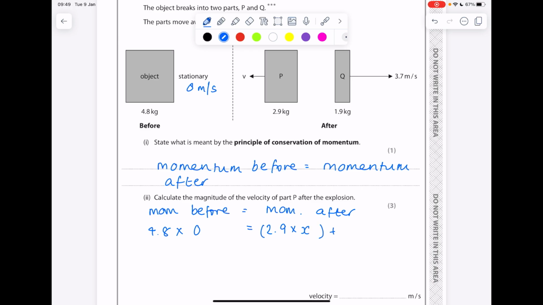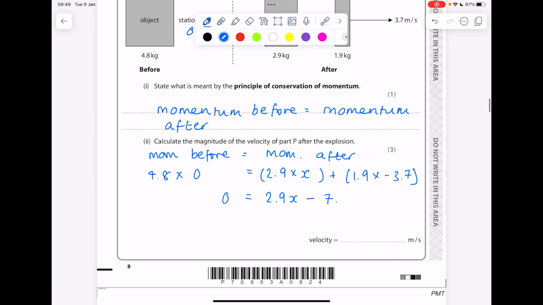added to the momentum of Q. Just be careful, P and Q are moving in opposite directions, so I'm going to put a minus to show that. And then just work out the left and right side. By definition, that's 0. This becomes 2.9x minus 7.03. Add 7.03 to both sides to get 2.9x on its own, and then divide by 2.9. So here's your final answer.